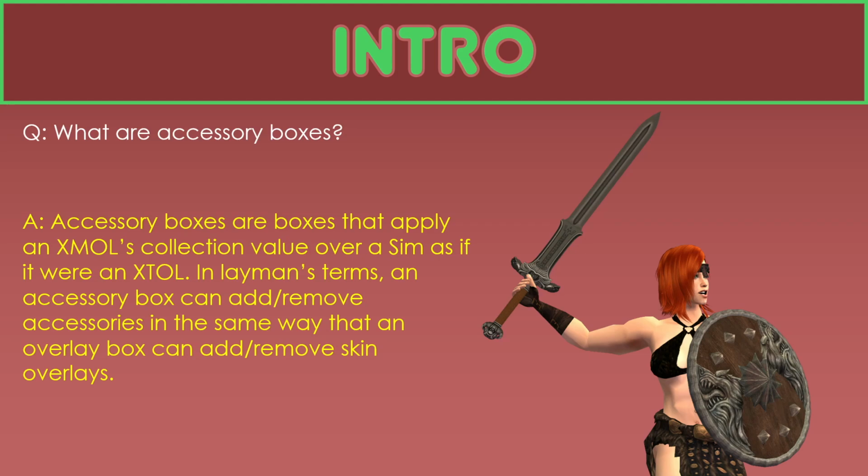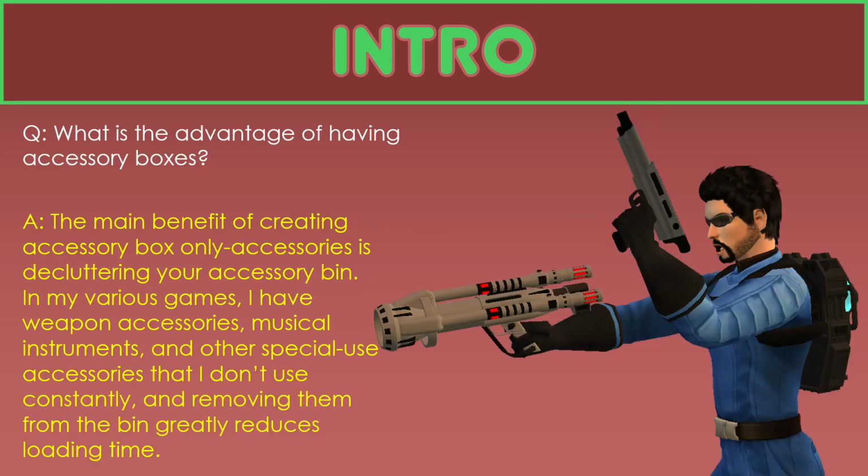Accessory boxes are boxes that apply an XMOL's collection value over a sim as if it were an XTOL. In layman's terms, an accessory box can add or remove accessories the same way that an overlay box can add or remove skin overlays. What are the advantages of having accessory boxes?